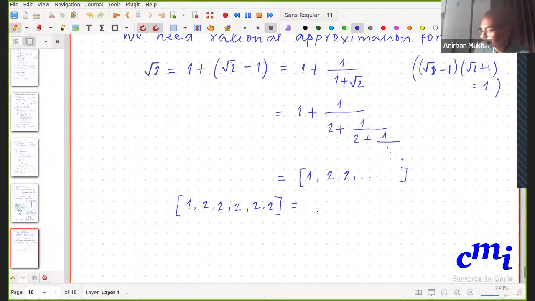Yeah, so this turns out to be 99 by 70, and just multiply by 3 up and down, then you get 297 by 210. It's same as this. So this is a convergent. So 297 by 210 is a convergent of square root of 2. So it approximates square root of 2.